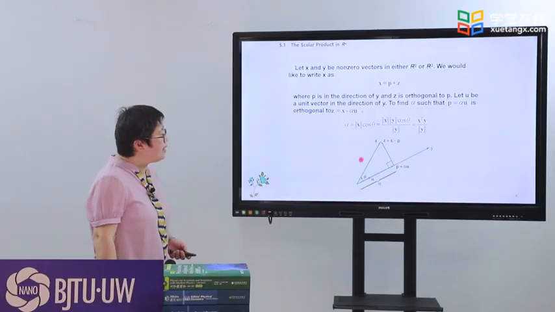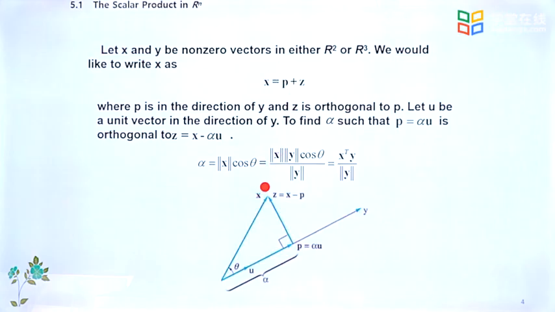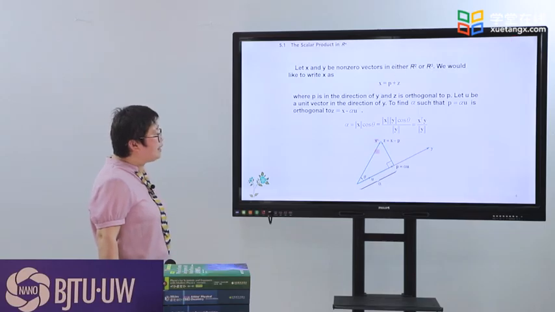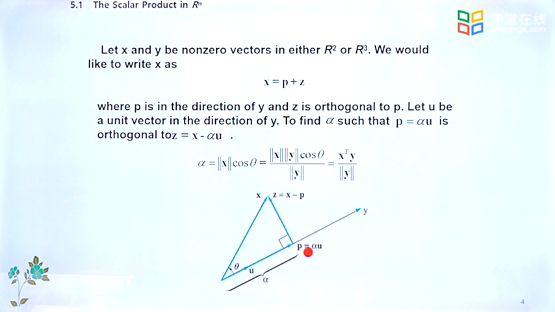Given vector x here and given vector y here, we want to decompose x into two parts. One is p, this vector, which is like the projection of x onto y, plus this vector z, where z equals x minus p. And because p is in the direction of y, p can be written as alpha times u. So we want to know what alpha is.